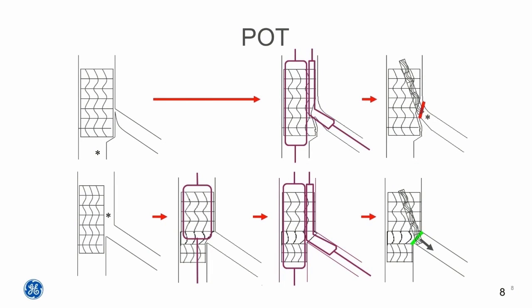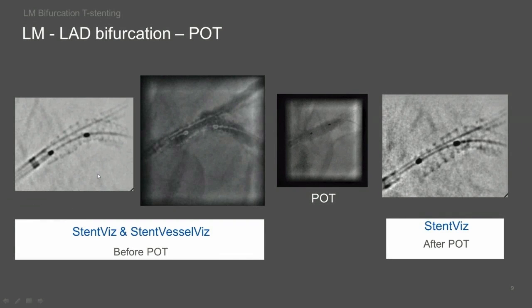The POT technique is a very important technique for bifurcation lesions. First of all, the choice of the side of the stent is done with the distal part of the bifurcation. Then you can clearly see that we will have a gap between the vessel and the stent on the proximal part of the bifurcation, which is the one with the more important diameter.